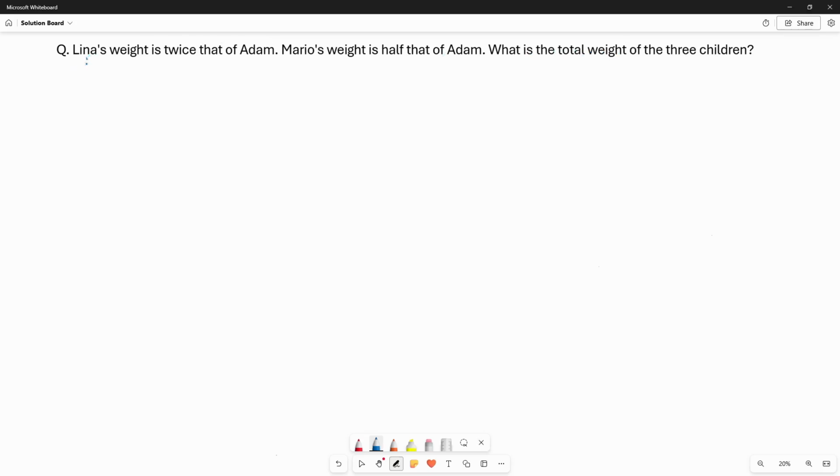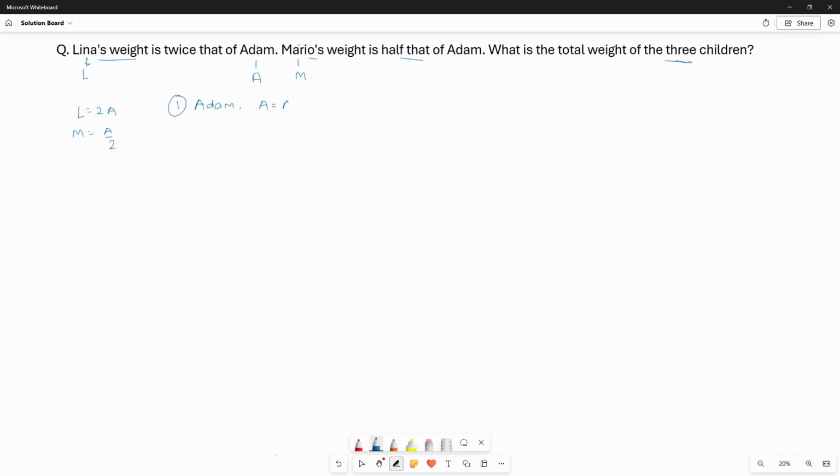So let us suppose the weight of Lina be L, Adam be A, and Mario be M. We have to calculate the total weight of the three children, and we have been given Lina's weight is twice that of Adam, L is equal to 2A, and Mario's weight is half that of Adam, M is equal to A over 2. We can calculate the total weight if we know the weight of any one of the children.